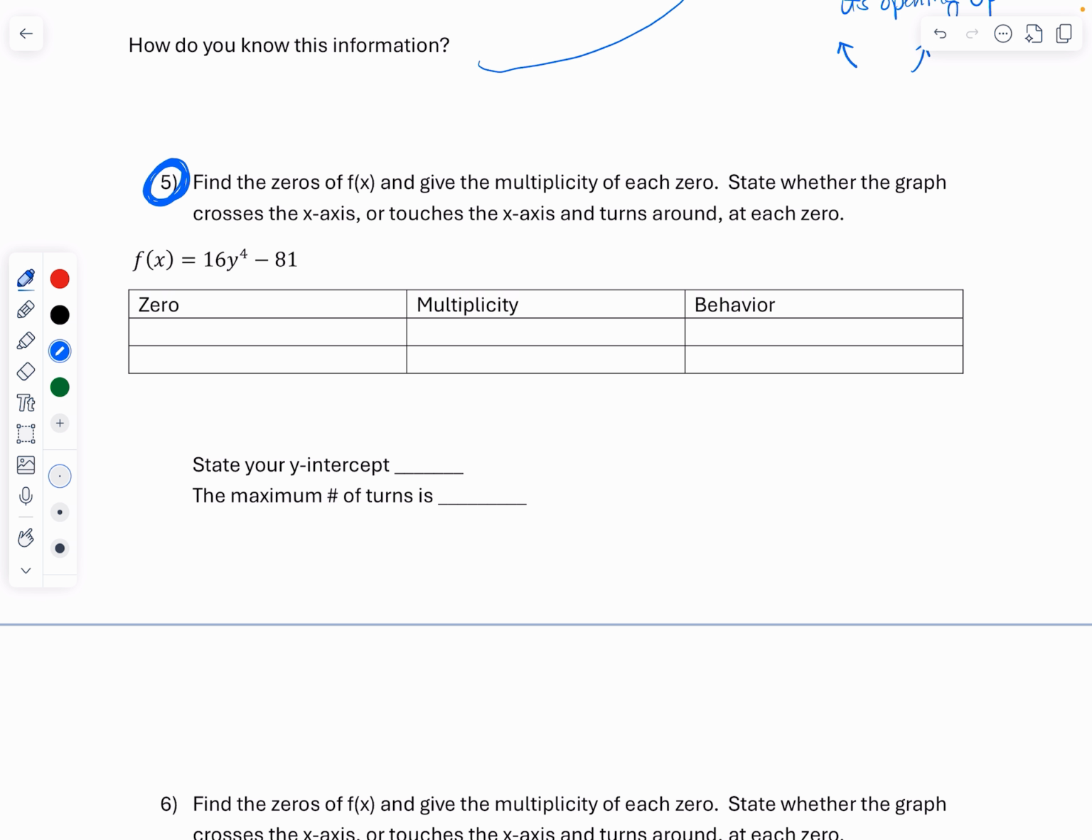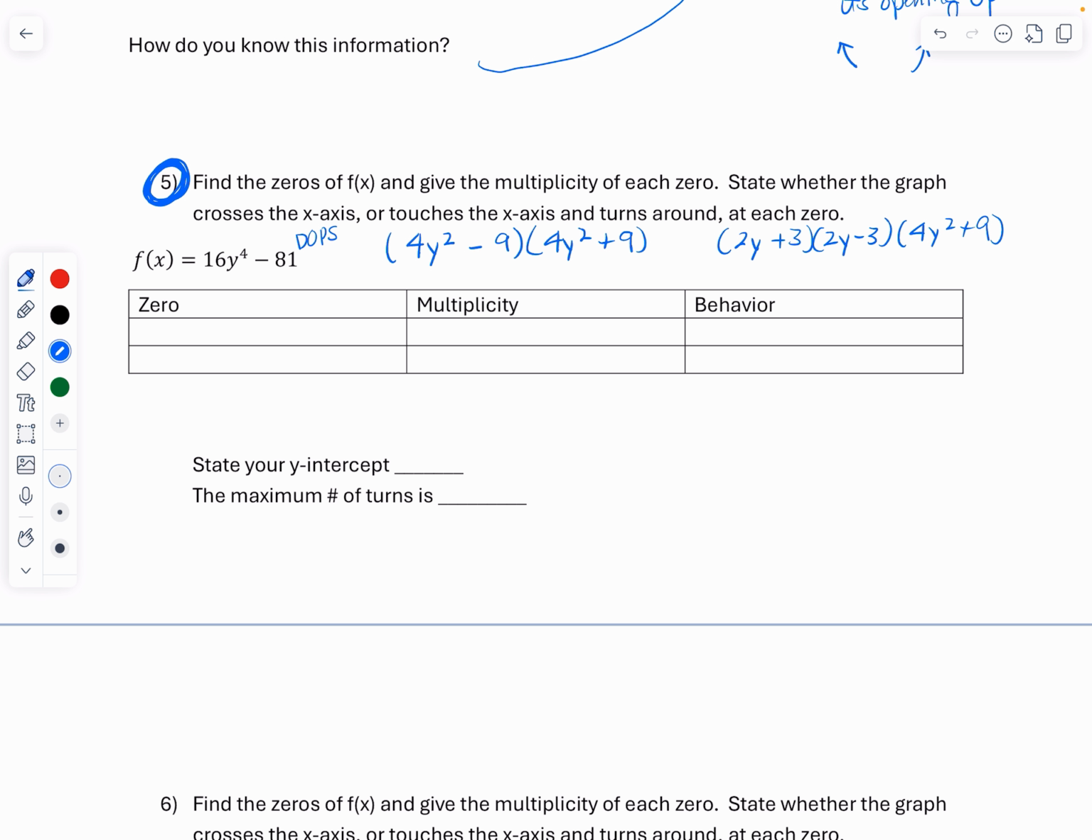We have f of x equals 16y to the 4th minus 81. I have to factor this out. I know this is a difference of perfect squares because 16 is a perfect square and so is 81. So this becomes 4y squared minus 9 times 4y squared plus 9. And I can further factor 4y squared minus 9 to get 2y plus 3, 2y minus 3 times 4y squared plus 9. Okay, that's how that factors out.